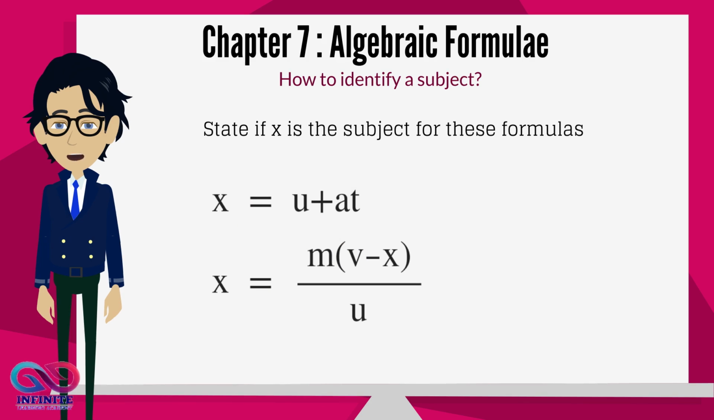If you said x over here is a subject and x over here is not a subject, then you will be correct. This is because the x on the second formula is still present on the right side of the formula. So, the x is not a subject.